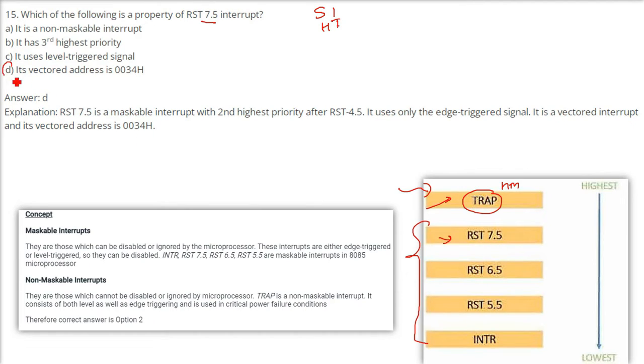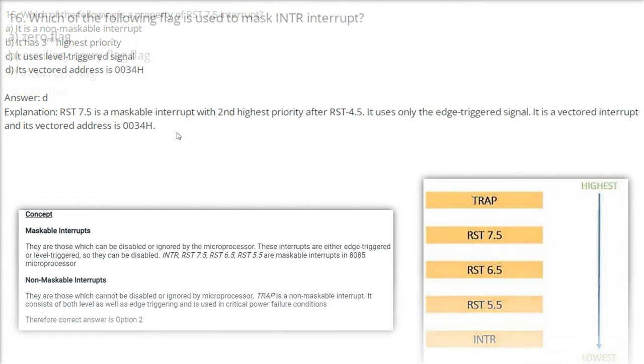Now the answer here is D. It is a vectored address, and the address is 0034. So all these options: first of all, RST 7.5 is a maskable interrupt. That means it can be delayed, it can be disabled or ignored. The priority is second here. You see, this is the highest priority, trap. Then we have RST 7.5. It has the second priority, not the third priority. And its vector address is 0034. That is absolutely true. It uses the level triggered signal? Actually, it uses only the edge triggered signal. Only edge triggered signal. The trap uses both of them.